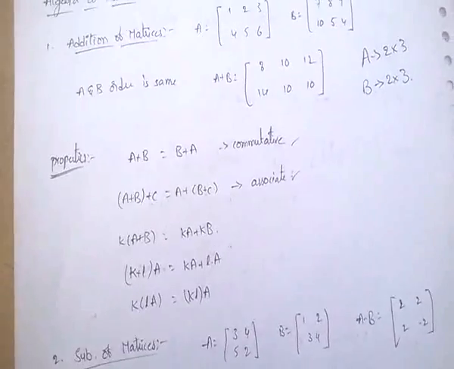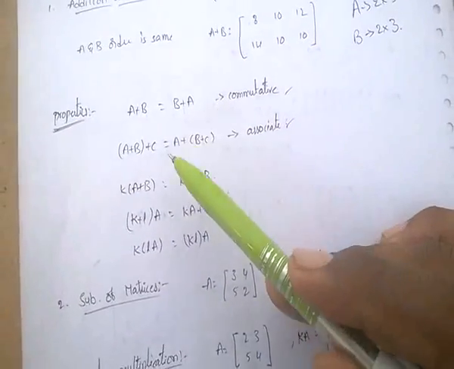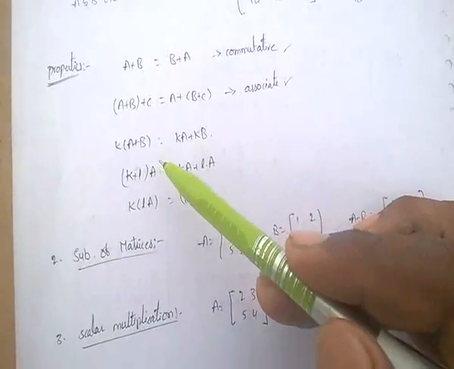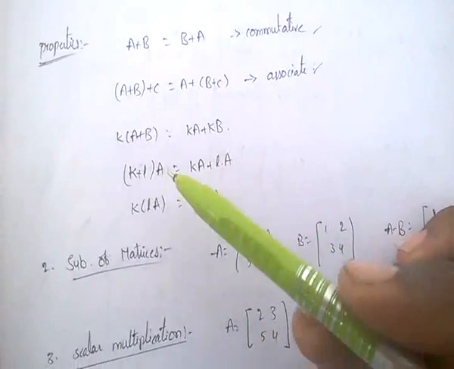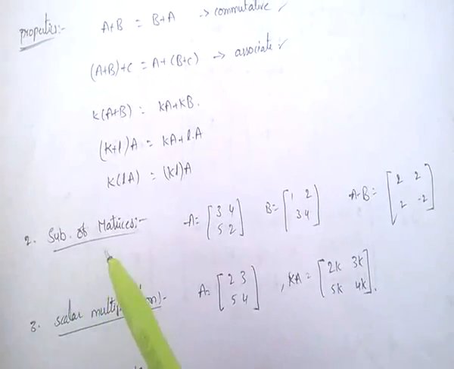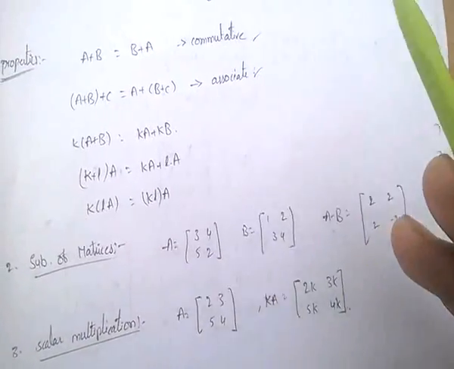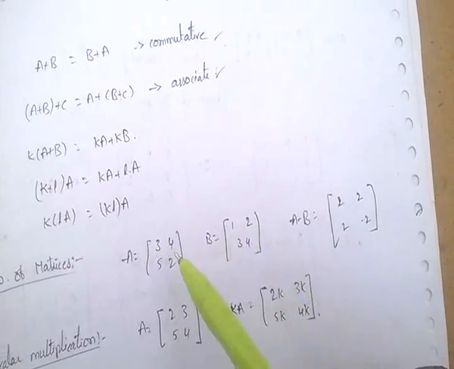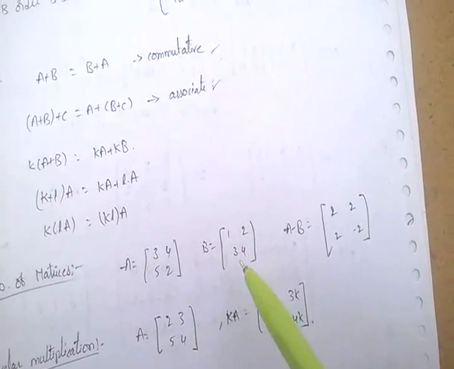Next, properties of addition. A plus B equal to B plus A, and A plus B plus C equal to A plus B plus C. K into A plus B equal to Ka plus Kb. Likewise. Okay, properties. Next, subtraction of matrices. Subtraction is also the same. 3 minus 1, 4 minus 2, 5 minus 3, 2 minus 4.